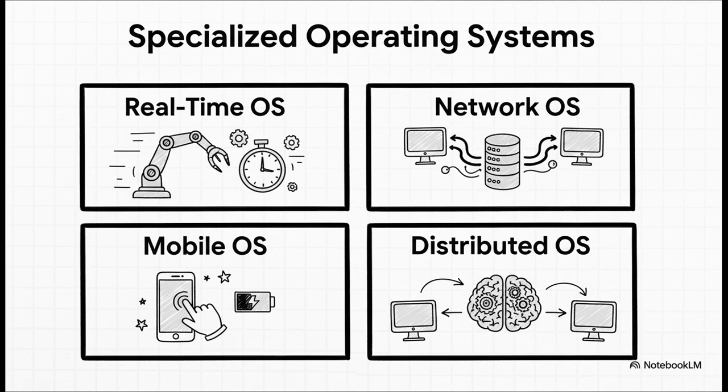A distributed OS goes even bigger. It makes a whole bunch of separate computers act like one massive supercomputer. And of course, we've got mobile OSs, built from the ground up for touchscreens and saving battery life.